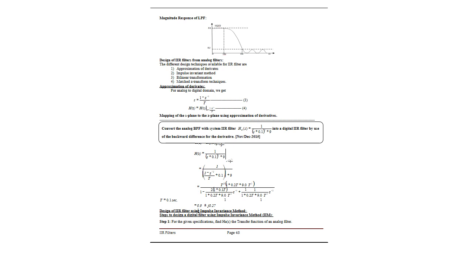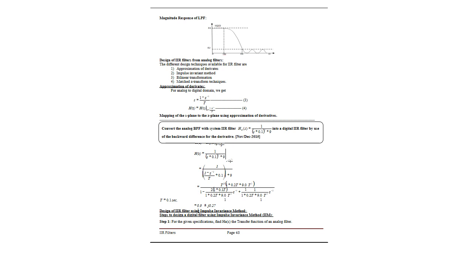Okay. So next we are going to see the mapping of S plane to Z plane using the approximation of derivatives. First question: convert the analog band pass filter with the system function H_A(S) = 1 / ((S + 0.1)^2 + 9) into a digital IIR filter by use of the backward difference for derivatives.